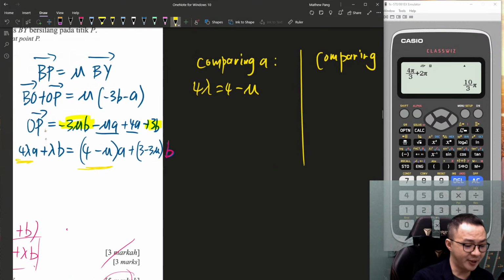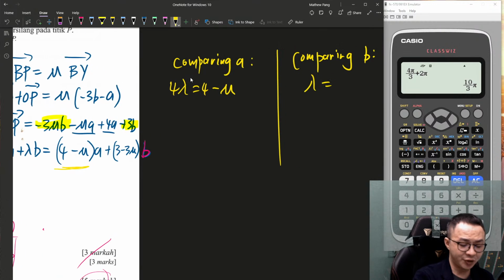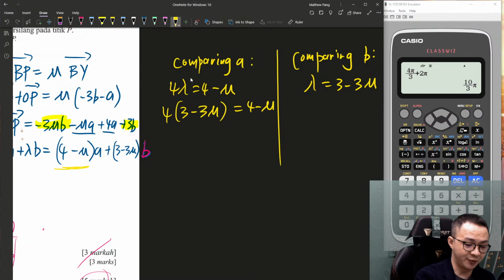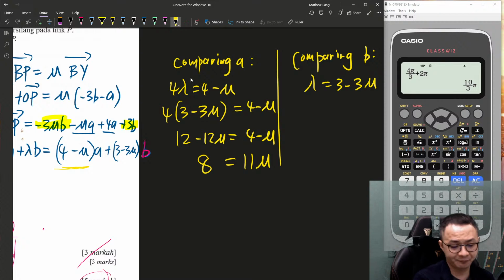Then at the same time, I'm going to compare B. If I'm comparing B, my lambda will equal 3 minus 3 mu. I want to find mu, right? So I'm going to sub my lambda into here. 3 minus 3 mu equals 4 minus mu. So 12 minus 12 mu equals 4 minus mu. So 11 mu equals 8.